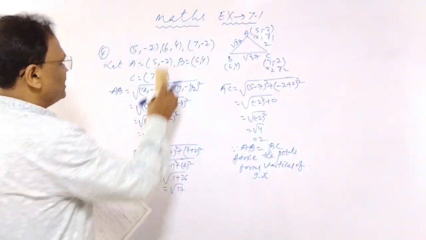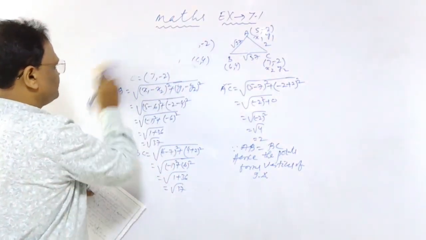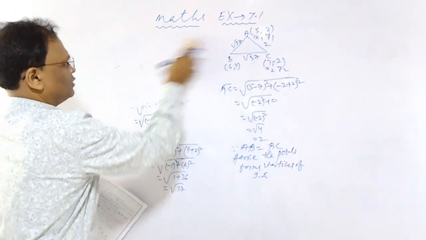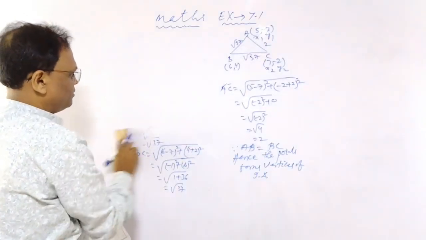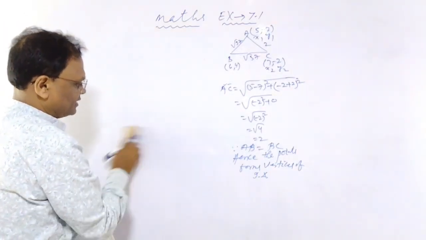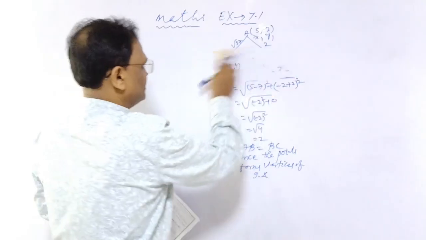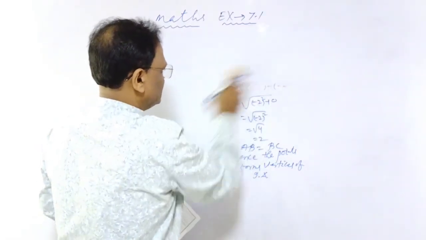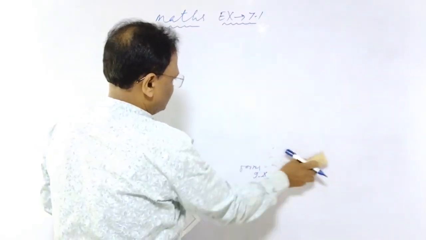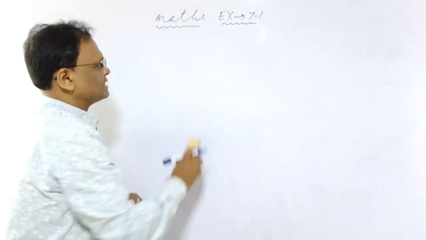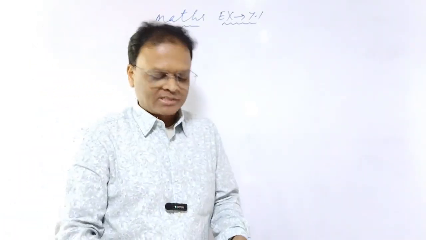Question number 4 over. Now question number 5. Question number 5 is nothing but just a case study. Case study means he is given some situations, and in that situation you have to decide whether what is given is correct or not. That you have to decide.